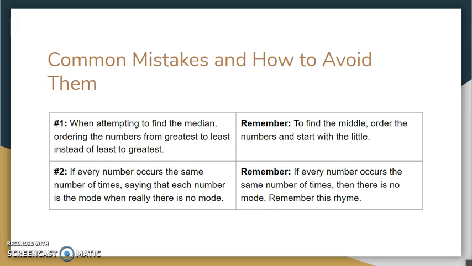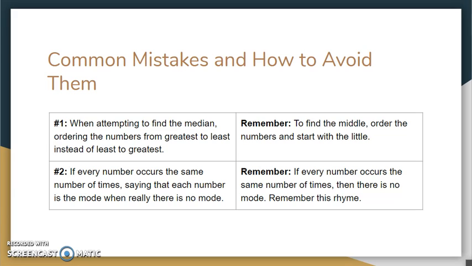Before we do some word problems together to practice calculating mean, median, mode, and range, let me review some common mistakes people make and how you can avoid them. Number 1. When finding the median, some people order the numbers from greatest to least instead of least to greatest. How can you make sure you don't do this? Well, remember this rhyme. To find the middle, order the numbers and start with the little.